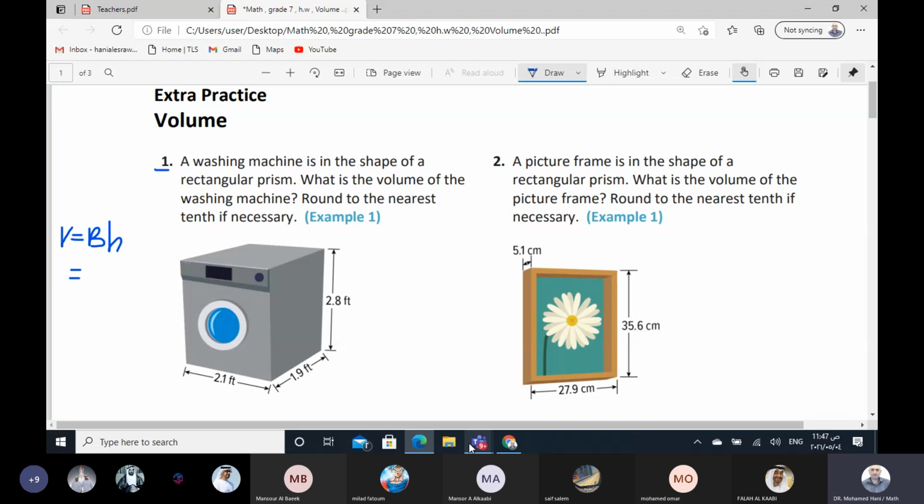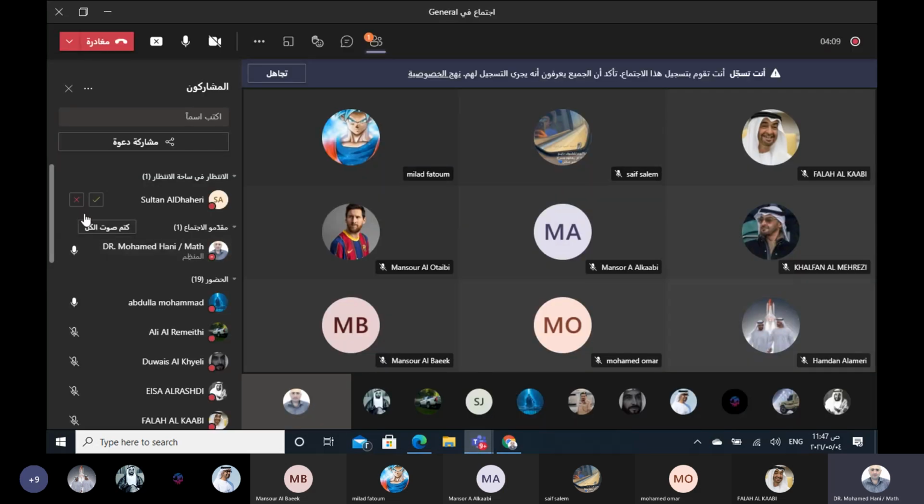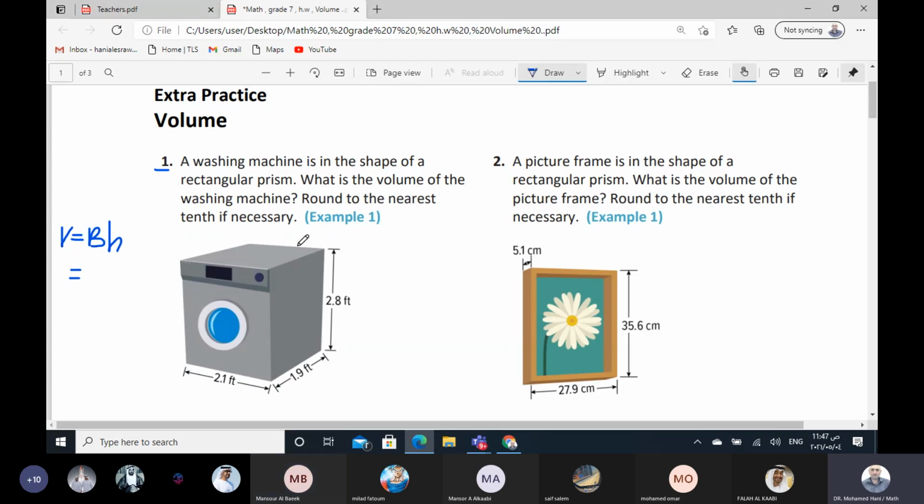Right. What is the type of the base? Rectangle. How to find the area of the rectangle? Length times width. So the length will be 2.1 times 1.9 times the height of the prism will be what? 2.8.